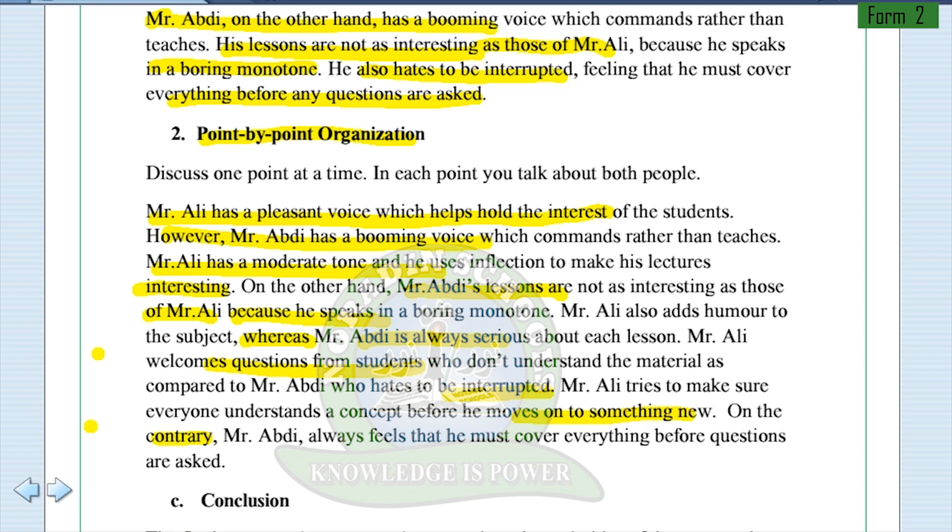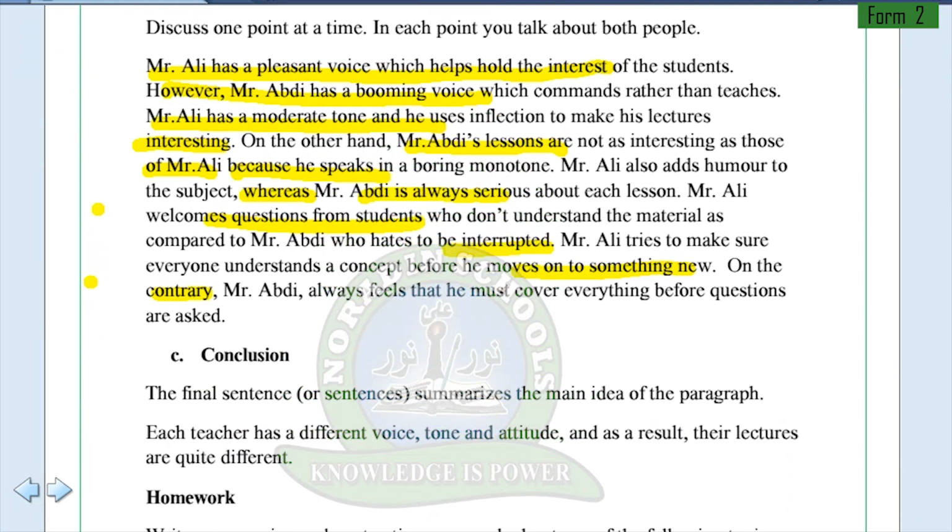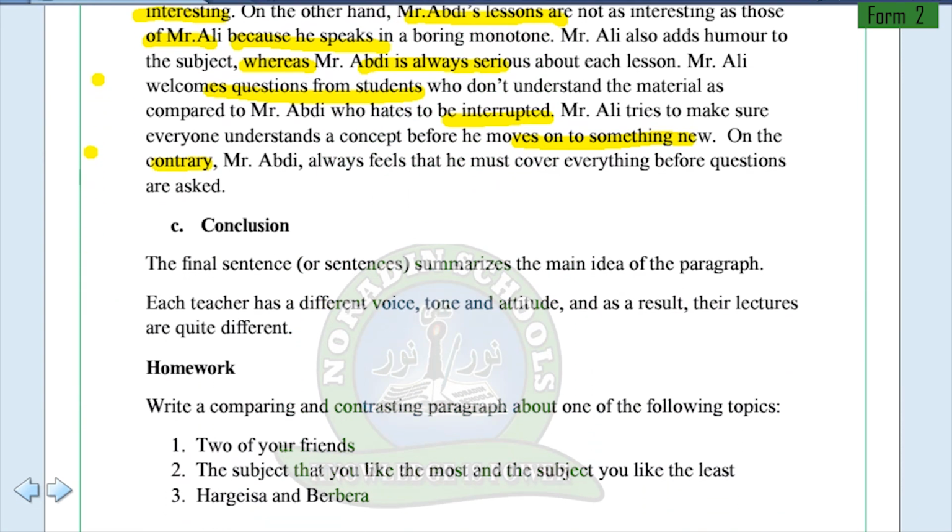This is the body, and right now let's see the conclusion. As we have already seen, the final sentence summarizes the main idea of the paragraph. Each teacher has a different voice, tone, and attitude. And as a result of that, because of that, their lectures are quite different.